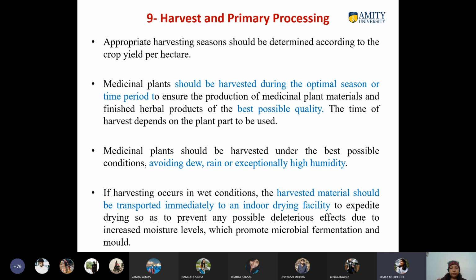Medicinal plants should be harvested under the best possible condition, avoiding dew, rain, or exceptionally high humidity. If harvesting occurs in wet conditions, the harvested material should be transported immediately to an indoor drying facility to expedite drying, so as to prevent possible deleterious effects due to increased moisture levels, which promote microbial fermentation and mold.